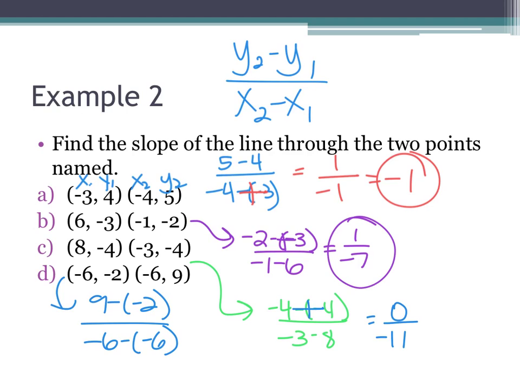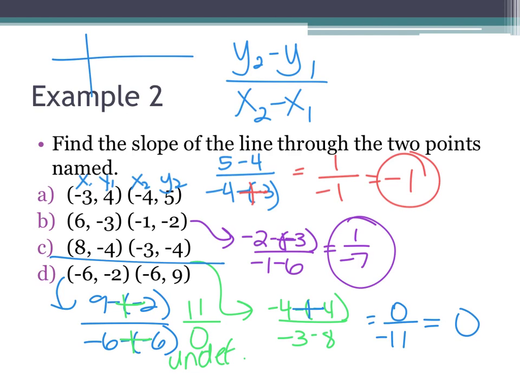So 0 divided by a number is what? 0, okay? And the other one, I get 9 minus a negative 2, so this becomes plus 2. 11 over 6 minus a negative 6, which is 0. What happens when you divide by 0? Undefined, okay? So it should make sense if you actually plot these points.